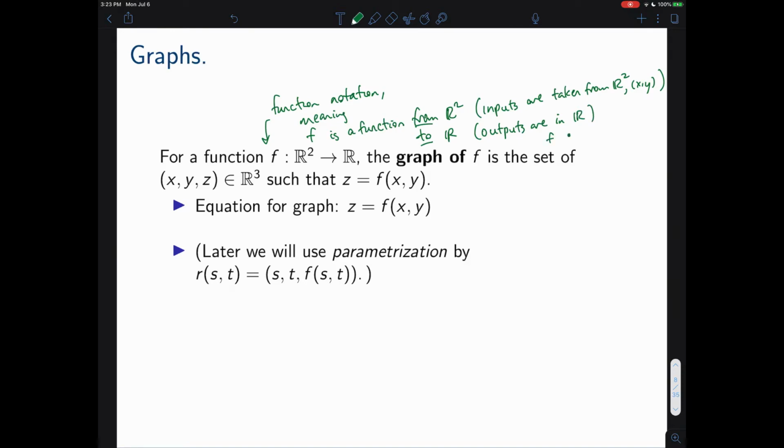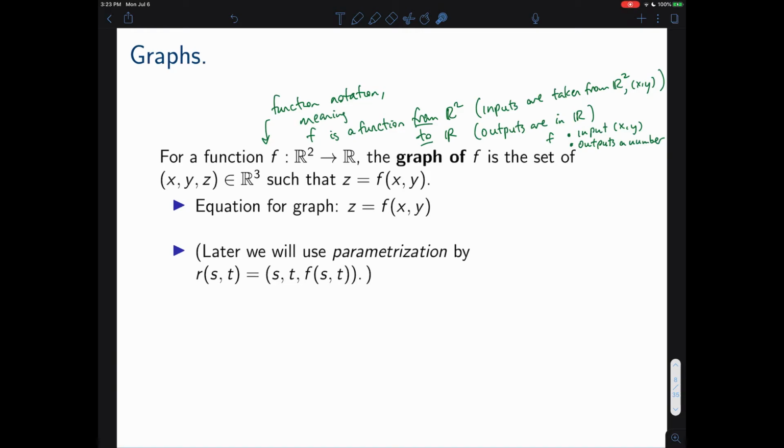So this function f, you input an xy pair of real numbers, and it outputs a number. So that's what this notation means. F is a function from R2 to R. It inputs a pair xy and it outputs a single number.